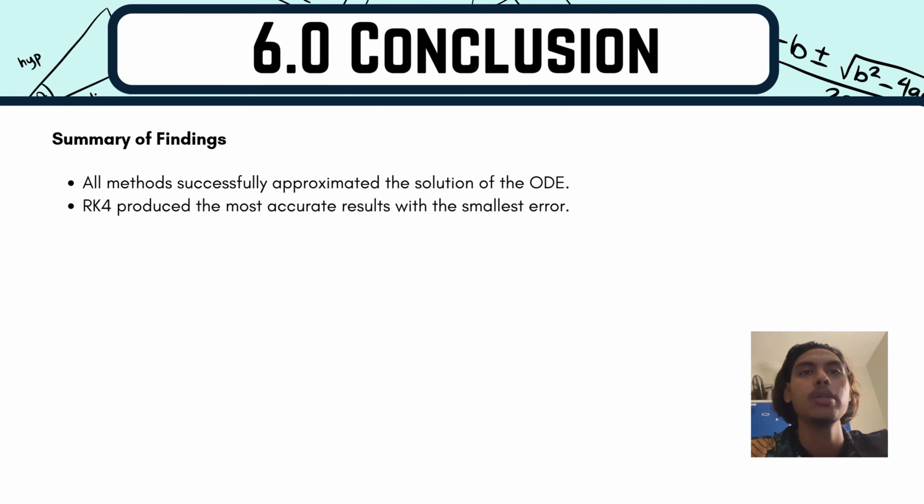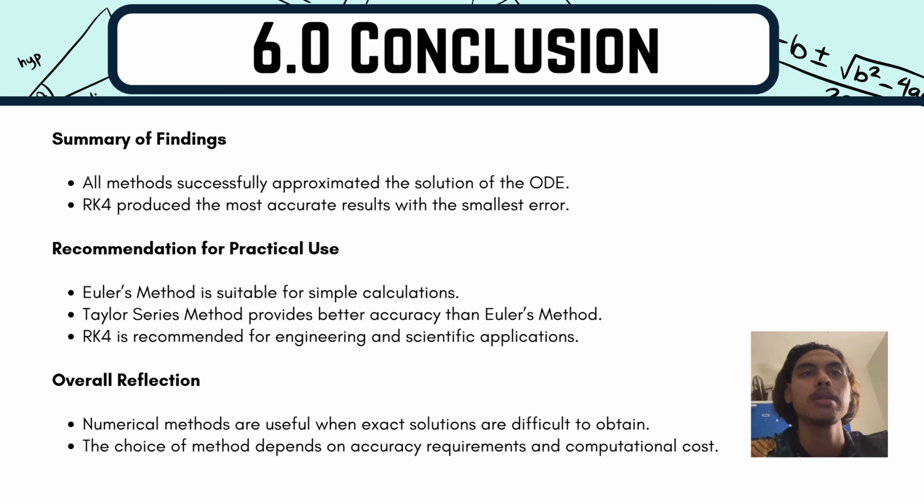To conclude, all three methods successfully approximate the solution of the differential equation. Among them, RK4 produced the most accurate result with the smallest error, while the Euler method had the largest error. The results also showed that a smaller step size improved accuracy.